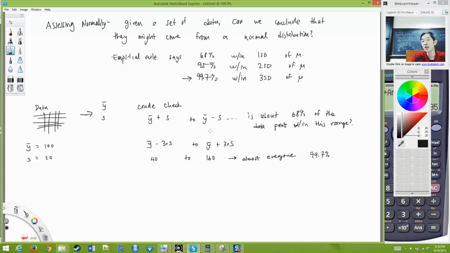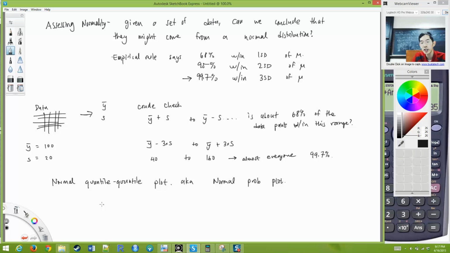Okay, so that's a crude check for assessing normality. Does that kind of make sense? And then the other one is using something called a normal probability plot, a normal quantile plot, also called normal probability plot.